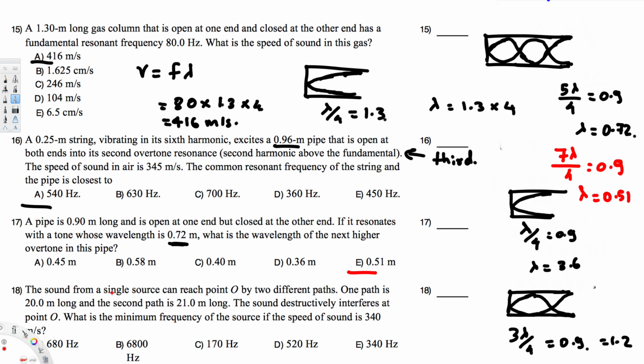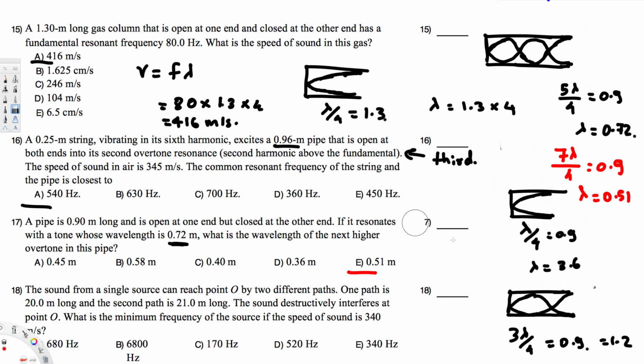Now let's look at the next question. The sound from a single source can reach point O by two different paths. One path is 20 meter long and the second path is 21 meter long. The sound destructively interferes at point O. What is the minimum frequency of the source if the speed of the sound is 340 meter per second? Now if you look at the difference in path, this is 21 meter long, this is 20. So the difference is 1 meter.